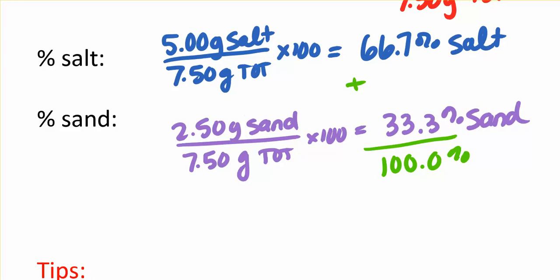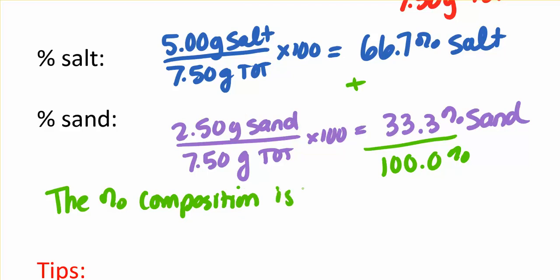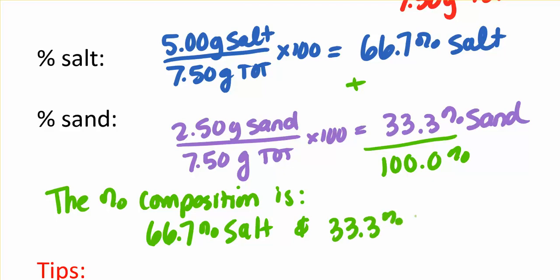So as far as the wording goes, the percent composition of this mixture is 66.7% salt and 33.3% sand. A short list.